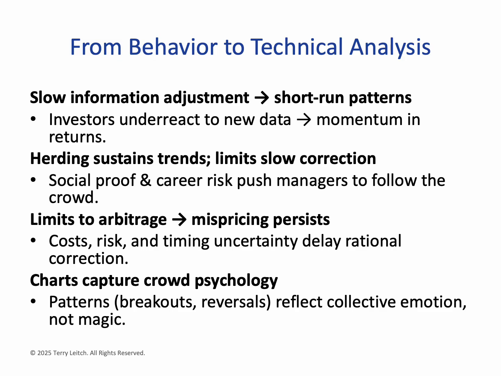Okay, so we want to get to something where we can actually see this, right? Slow information adjustment, we want to see can we get short-run patterns? Herding is going to cause a trend, and it makes the correction slower. Limits to arbitrage, mispricing is going to keep going on. But charts can capture the crowd psychology, so we can look at breakouts, reversals, reflect collective emotion, not magic.